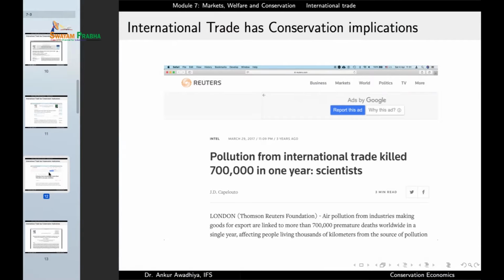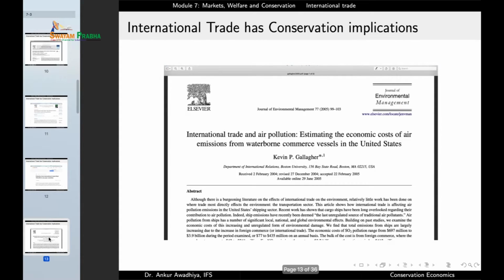Pollution from international trade killed 700,000 people in 1 year. 7 lakh premature deaths worldwide in a single year. So it is not just a theoretical construct, but what we are seeing is that this is actually happening.